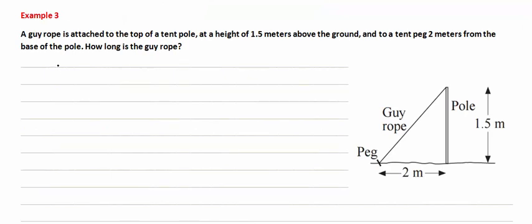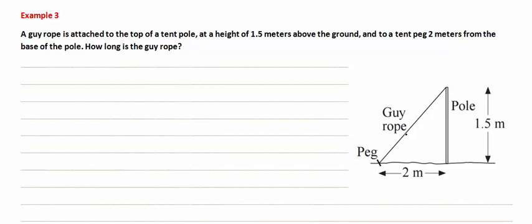Okay, this is example 3, and we'll use Pythagoras' theorem here as well. A guy rope is attached to the top of a tent pole at a height of 1.5 meters above the ground and to a tent peg 2 meters from the base of the pole. How long is the guy rope? Okay, so the rope here, this is the rope, the peg is in the ground down here, and the pole here is there, and that's 1.5 meters long. This length here from the peg to the base of the pole is 2 meters.